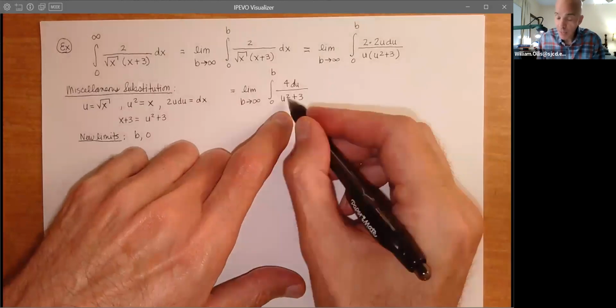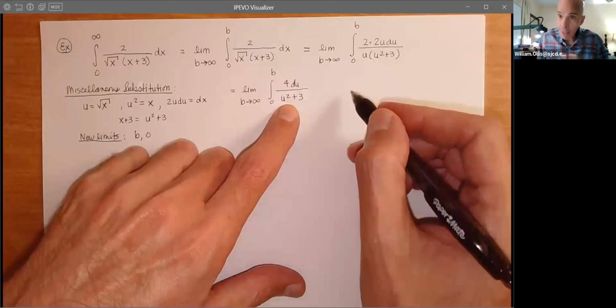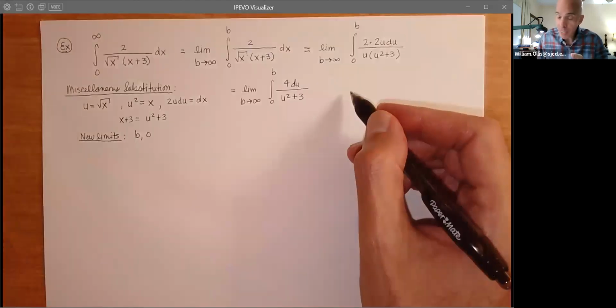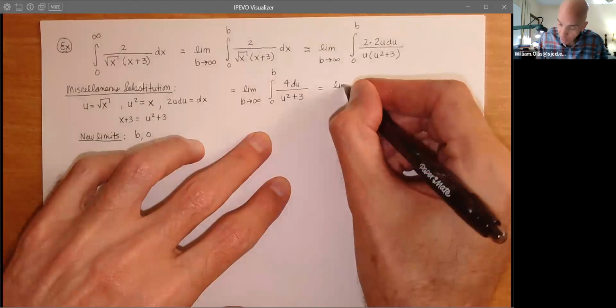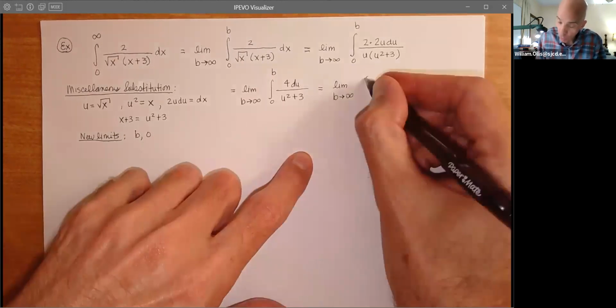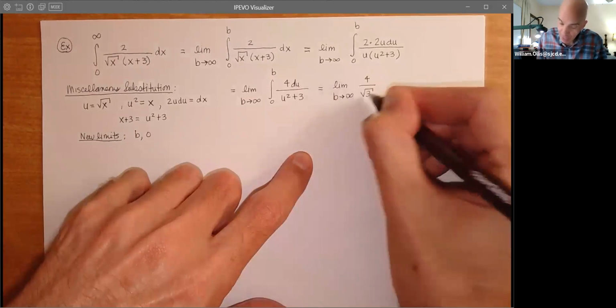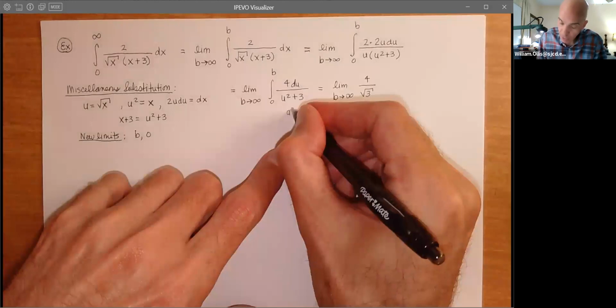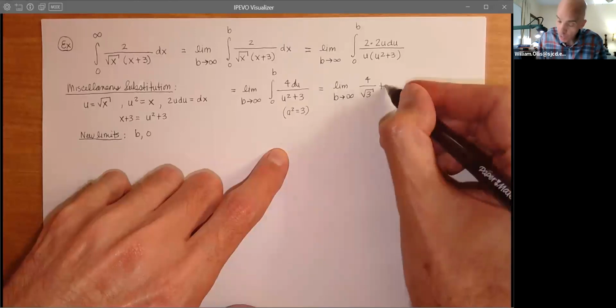So now when you look at this, you're thinking this is just inverse tangent. So we can do the 1 over a, and then the inverse tangent of u over a. So this will be the limit as b approaches infinity. So we have the 4, which just hangs out because it's part of the integral. So we have 4 over square root 3. Again, notice a squared is 3. So that gives us a is the square root of 3 that we have here. Then we have inverse tangent.